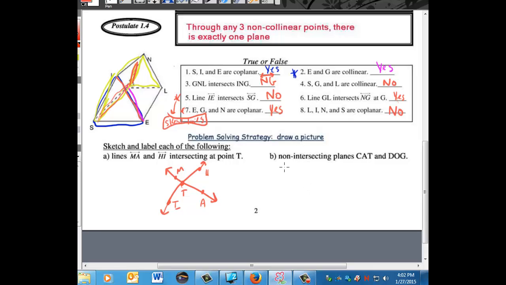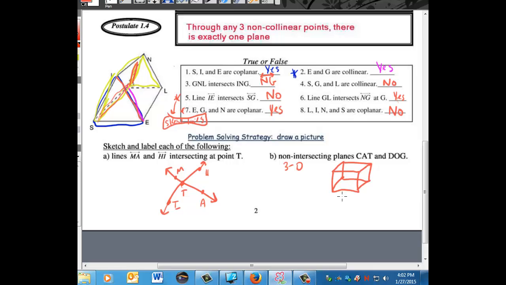Alright, last problem, non-intersecting planes cat and dog. Now, we want to draw this in 3D, okay? To draw a 3D shape, we're going to draw a box or a square within a square. There's one square, there's our second square, and then we just connect the lines. So we draw that line, that line, that line, and that line.